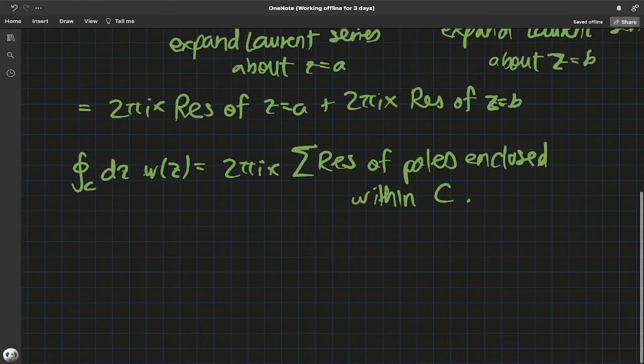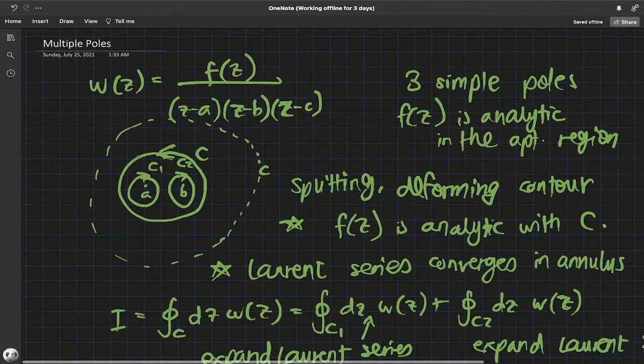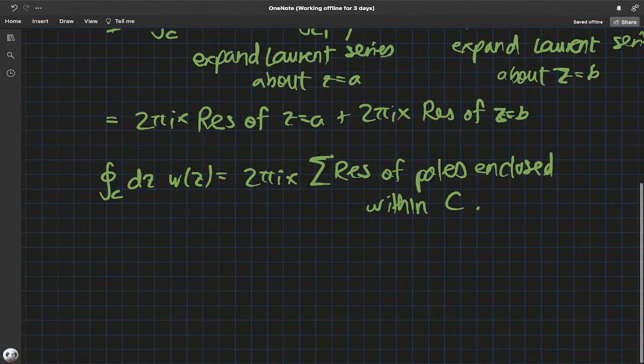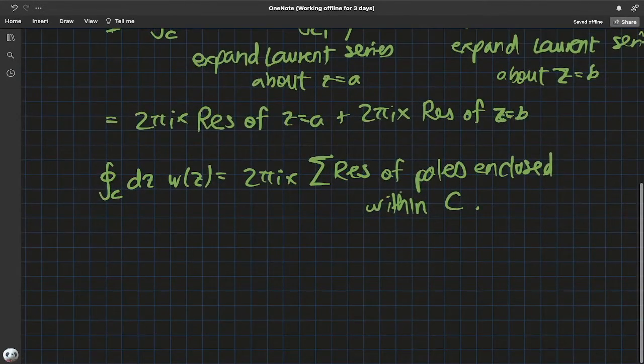So I hope that makes sense. I hope this is a good way to generalize, and I hope this is not too hand wavy for you. And again, this is assuming the Laurent series converges within that annulus.